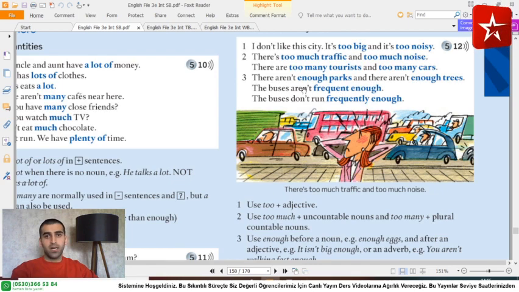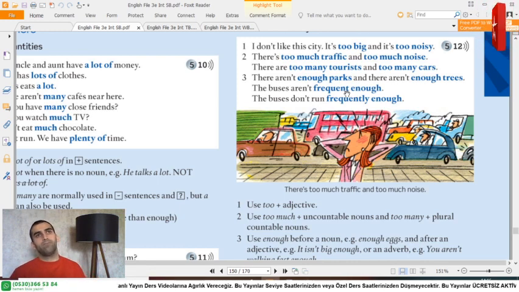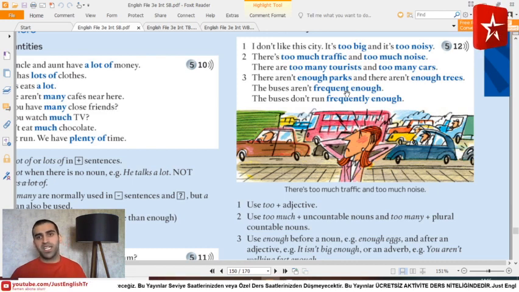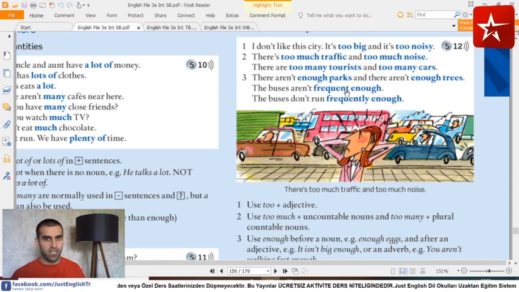And the next one, the buses aren't frequent enough. So here, as you see, frequent is an adjective. So we use enough after an adjective. Or for the next sentence, I can use, for example, the city isn't big enough to visit, to travel. So big is an adjective, and after the adjective I used enough.